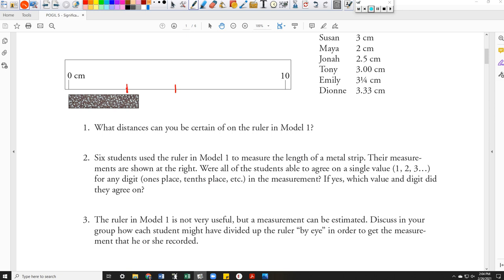So what value is that exactly? What guesstimate is that value? That's 2.5, right? So you know it's got to be more than 2. It's got to be more than 2.5. So who can you really knock off at this point? Maya and Jonah, they're wrong.